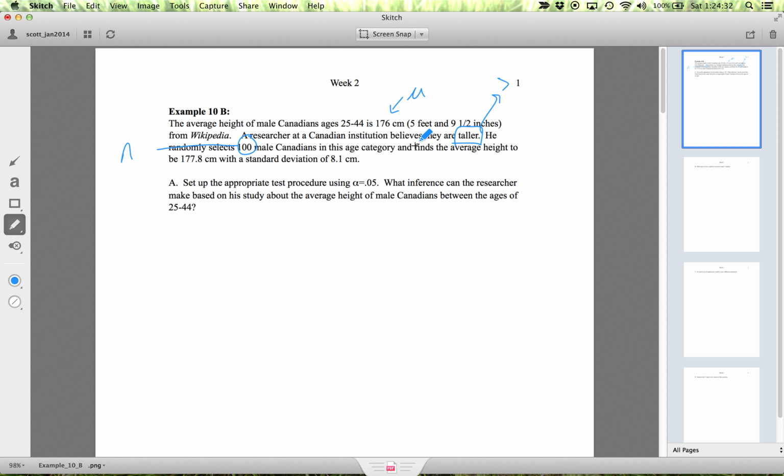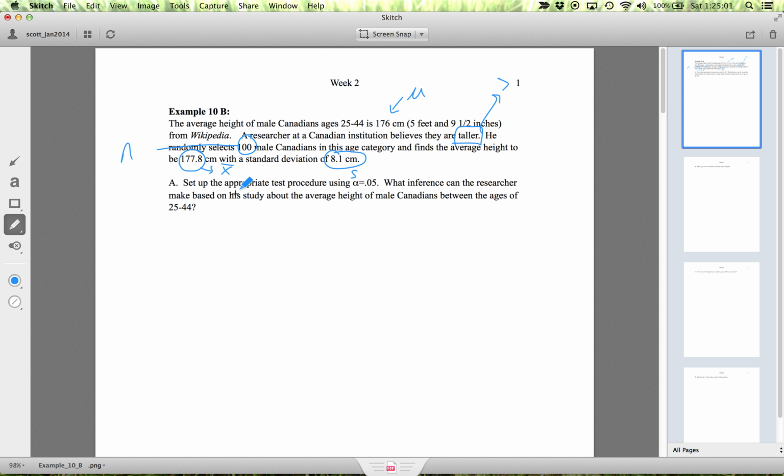In this age category, and he finds that the average height of his sample was actually 177.8, and the standard deviation of the sample, this is S, is 8.1 centimeters. Part A asks us to set up an appropriate test using an alpha of 5%. What inference can we make based on this study?